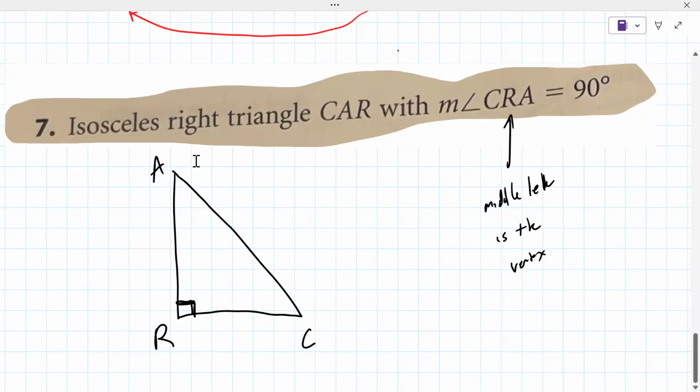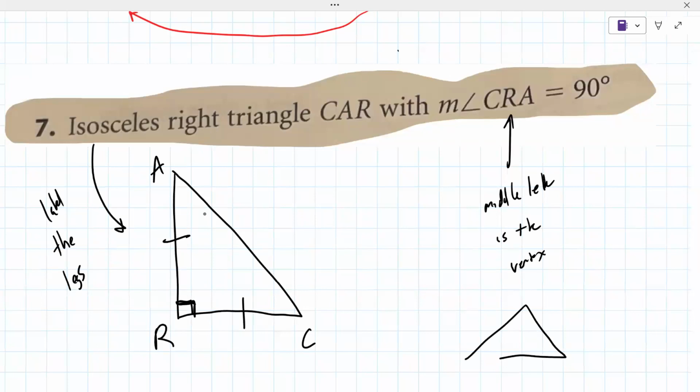Now, just looking at this, have I shown that it's isosceles? Have I shown that two sides are the same? No. So we do have to label, and it has to be the legs. And if you're wondering why they're called the legs, I think if you were to make it upside down, maybe this kind of looks like a leg and a leg coming out from the middle. I don't know for sure, but that's what it is.